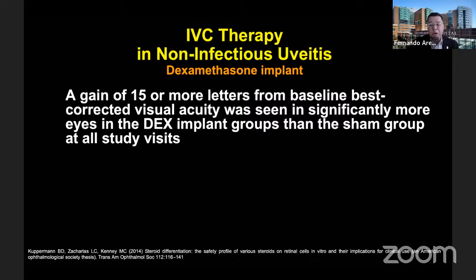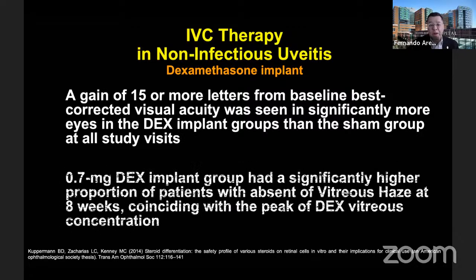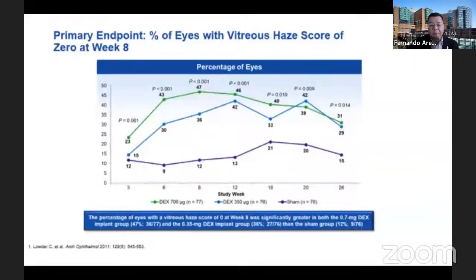Again, of visual acuity, the big gainers, 15 letters or more from baseline, was seen in a significantly higher number of eyes in the dexamethasone implant groups than the sham group. And the dexamethasone implant group had a significantly higher proportion of patients with absence of vitreous haze at 8 weeks, coinciding with the peak of dexamethasone vitreous concentration in pharmacokinetic studies.